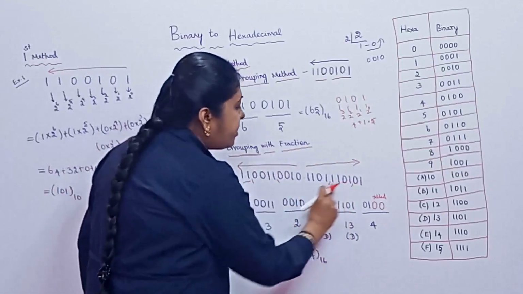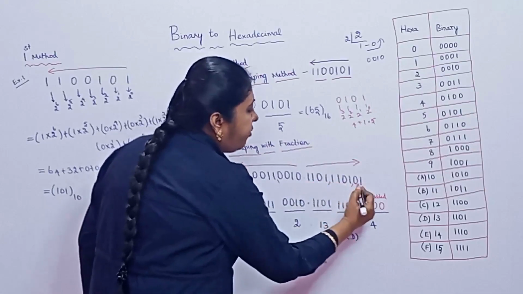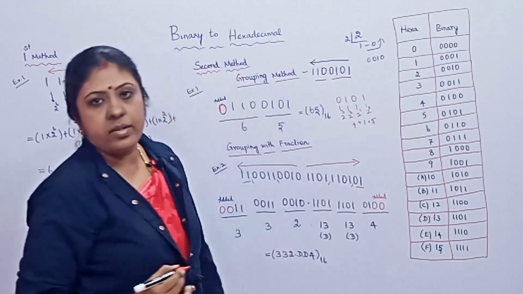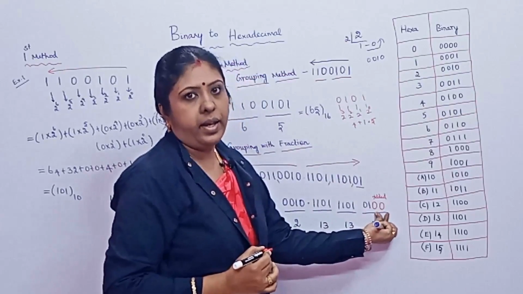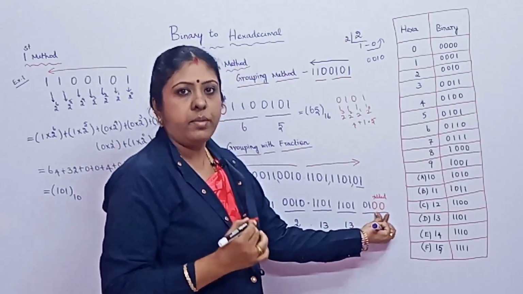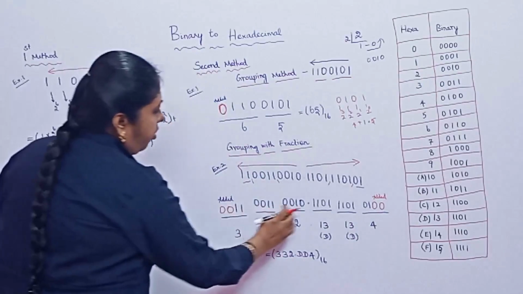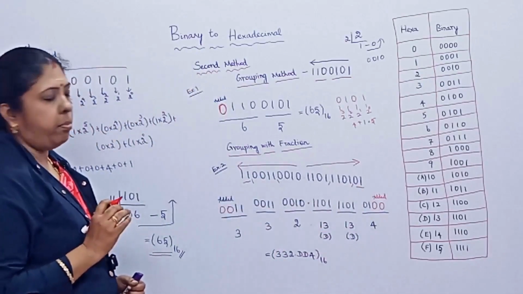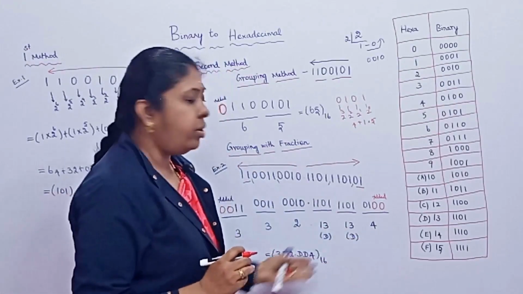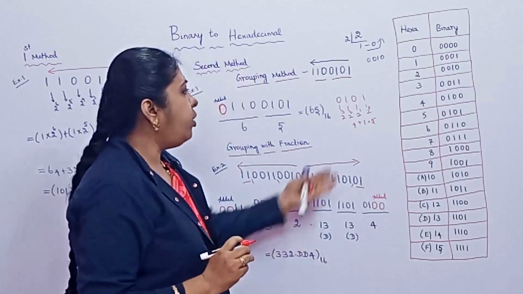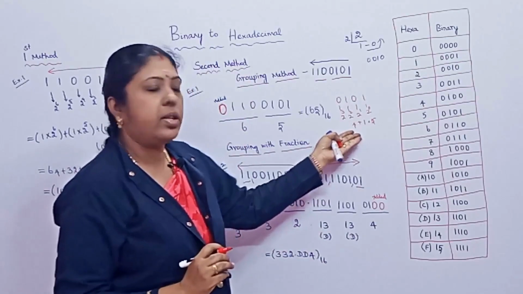Similarly, in the fractional part, after grouping 1101, 1101, we are left with 2 digits, 01. In this portion, 00 can be added to convert it into 4-digit binary, so 0100. Now all the partitions have 4-digit binary. Using this table you can convert, or you can use the simple method of adding weightages and find the value when you can't remember this table.